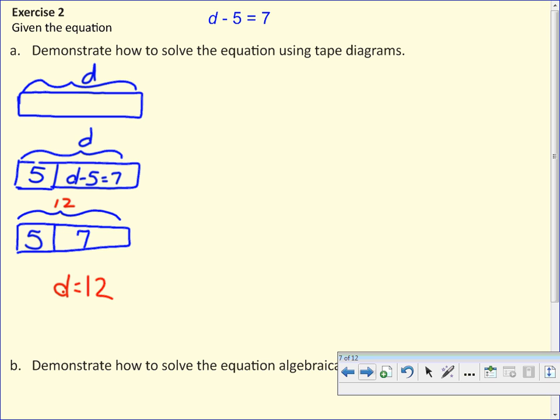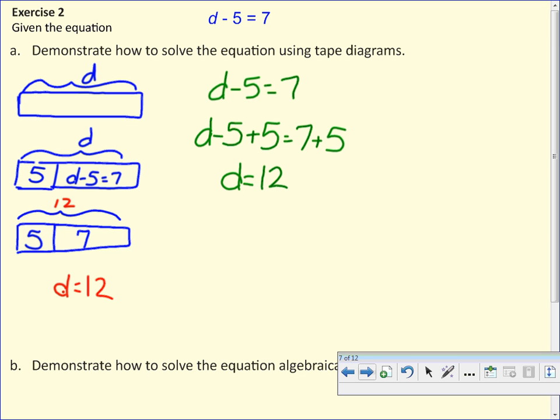Algebraically, we're going to solve it the same way as we did before. D minus 5 equals 7. To find the identity of D, if 5 is being taken away, how do I find the identity? What's the inverse? Add 5, right. So D minus 5 plus 5 equals 7 plus 5. I have to do it to both sides. So that leaves me with D on this side, and 7 plus 5 is 12. So again, I got 12 as my answer.